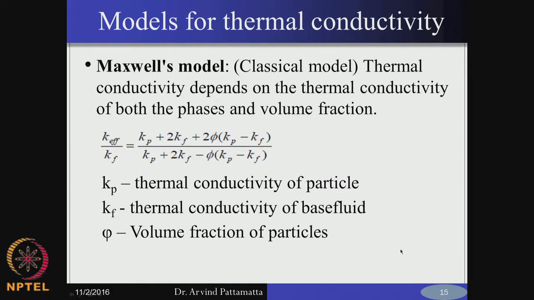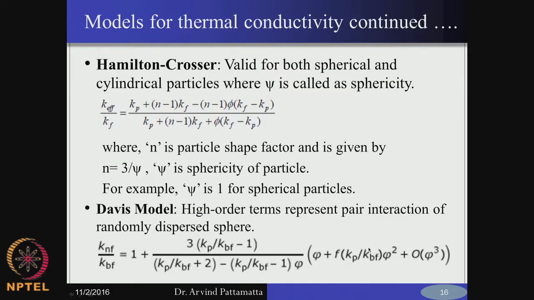There are also other models which account for the shape of the particle, because Maxwell's model is actually for a spherical particle. A modification to that is called the Hamilton Crosser model. This is quite popular when you want to apply this to non-spherical particles. So, we have a parameter called the shape factor.